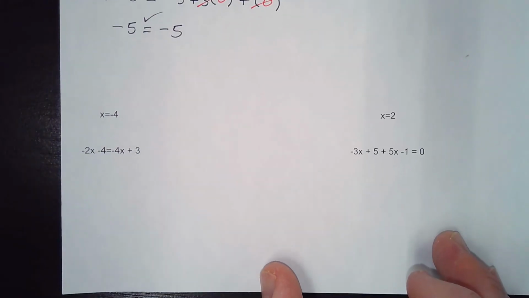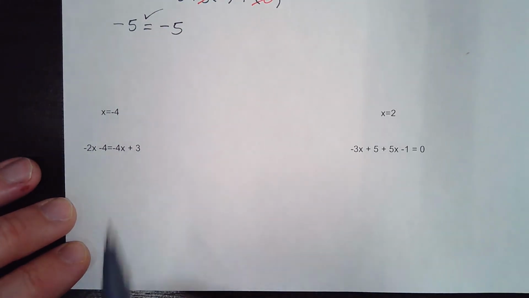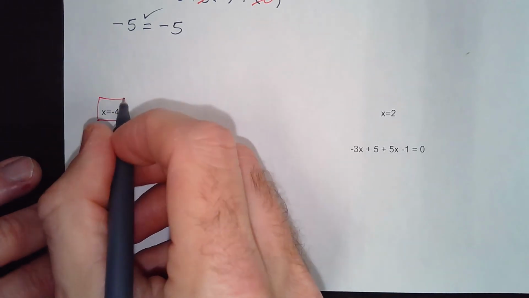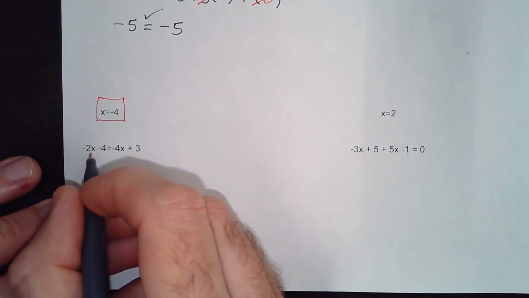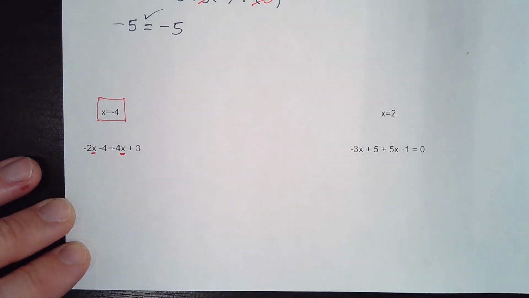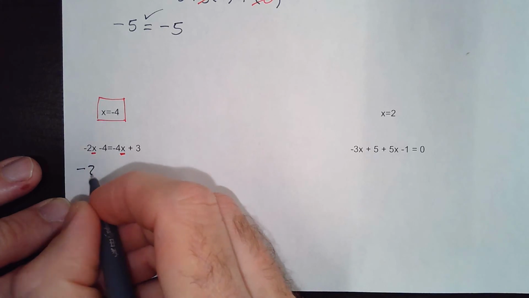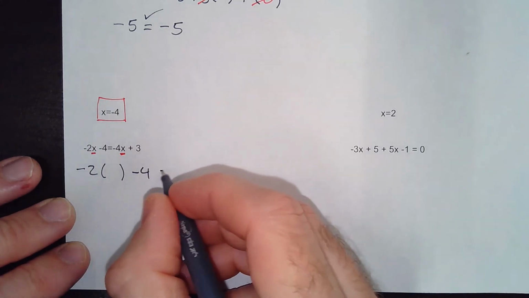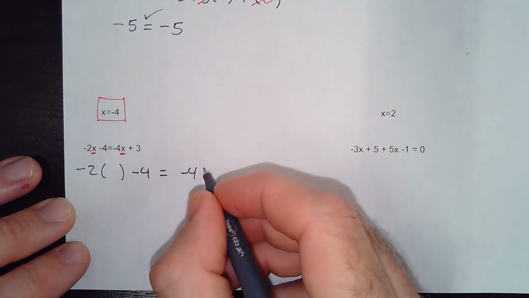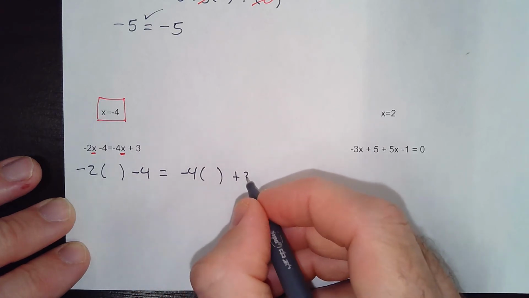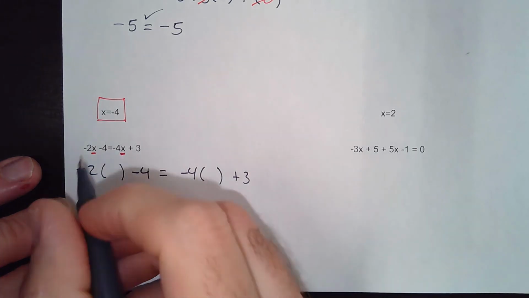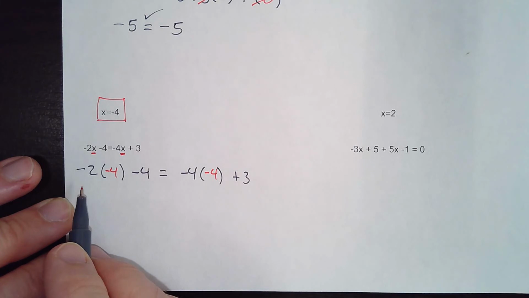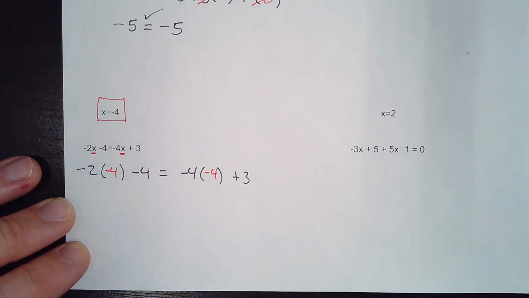Let's try one down here. So my x is negative 4. We solved it and we got x equals negative 4. Replace any x's I see with negative 4. Negative 2 minus 4 equals negative 4x plus 3. Replace my x's with negative 4. Make sure we copied it down right. And what does that leave us with?